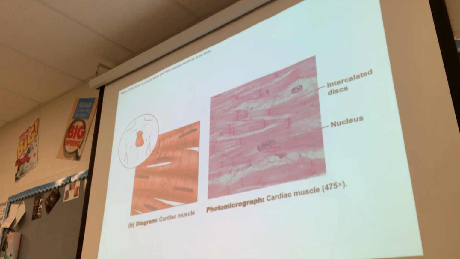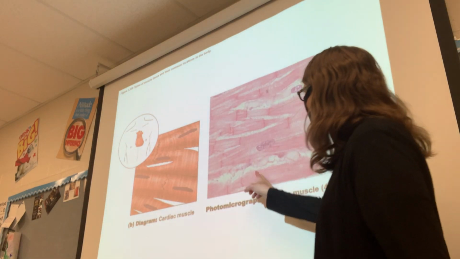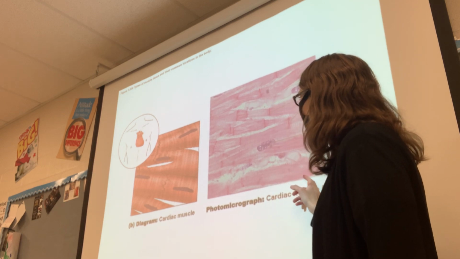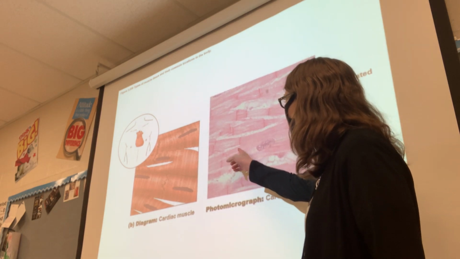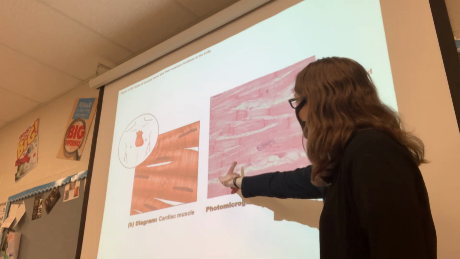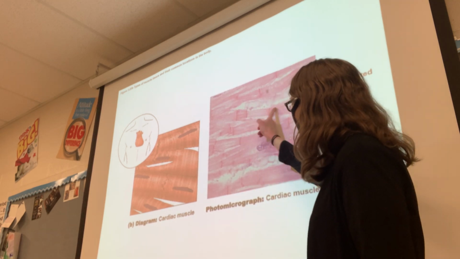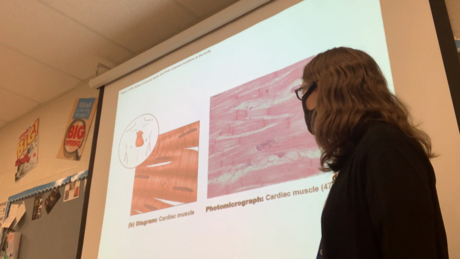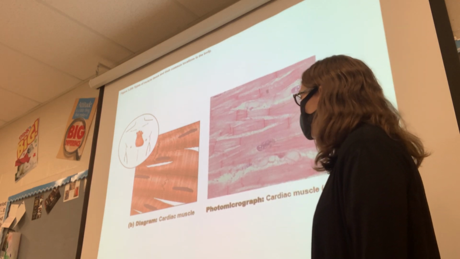Okay, now you can see that it does have the striations that we saw in the skeletal muscle, but now we've got these branches here. Instead of just layer after layer, now we've got the branches that are connecting one layer to the next layer. So that's an indication that this is cardiac muscle.